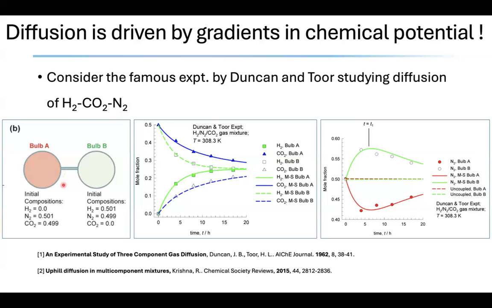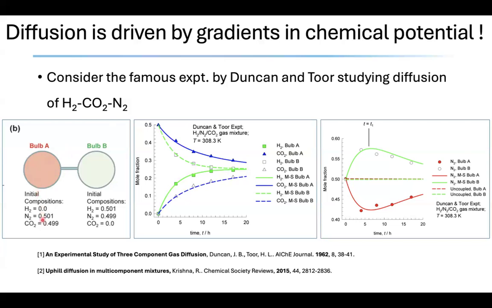The experimental setup is very simple. You have two bulbs, bulb A and bulb B. And the initial composition of the gases in bulb A are shown here. And similarly, the initial compositions of bulb B are shown here. Now, there is a stopcock which stops the gases from mixing at time t less than 0. At time t equal to 0, the stopcock was removed, which allowed the gases to mix together.